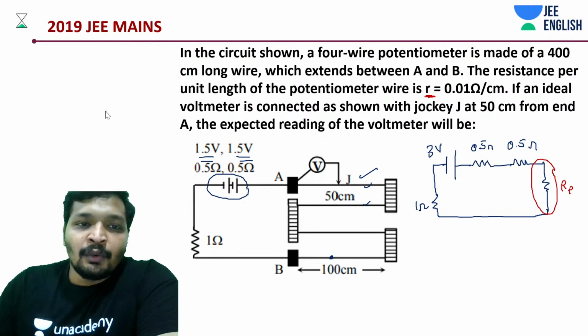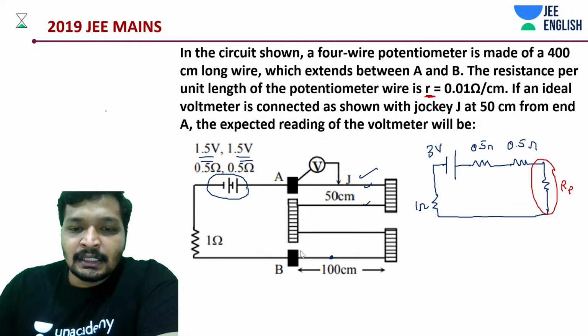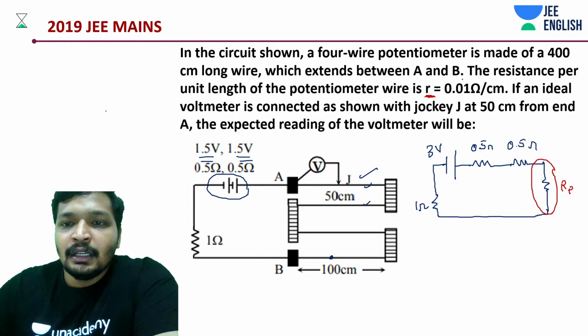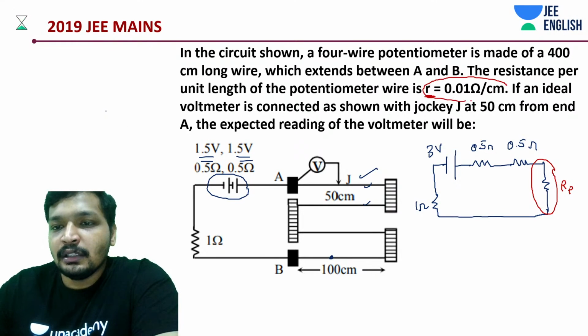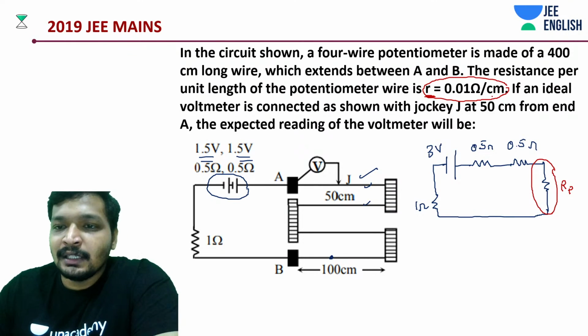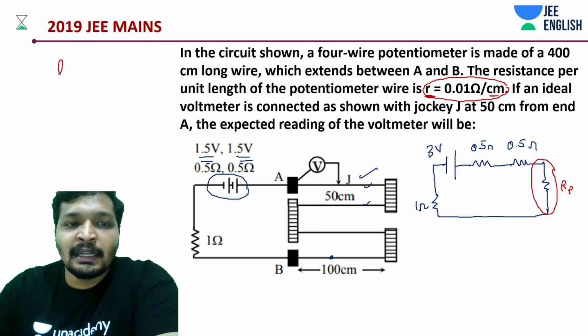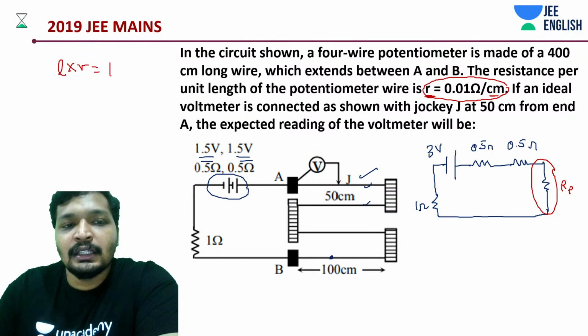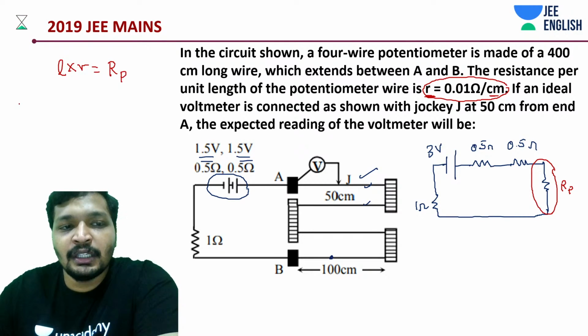So alright students, now what do we need to do? We need to find out the resistance of your potentiometer, and you have the value of R, resistance per unit length. It's given in centimeters. Basically multiply L into R to get the resistance of your potentiometer. So R is 10 to the power minus 2.